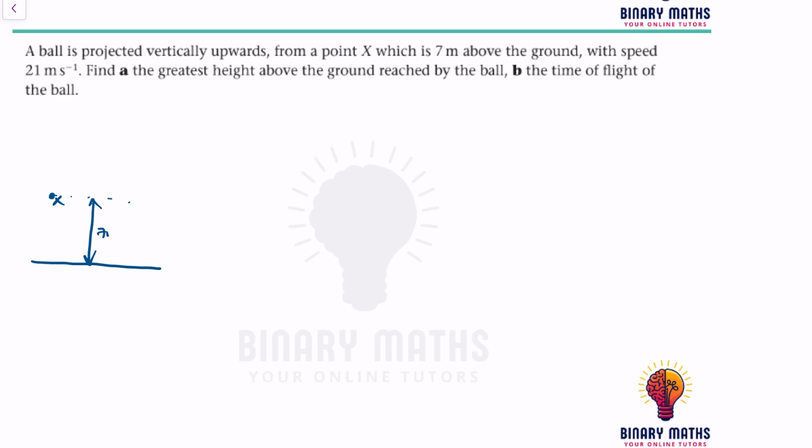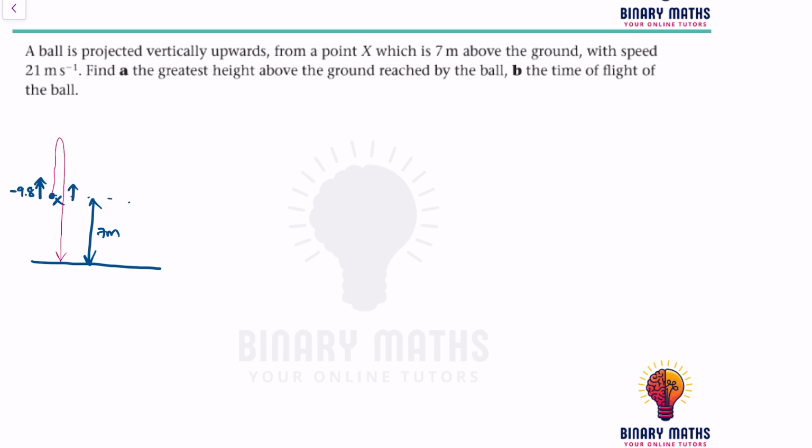Okay, 7 meters above the ground with a speed of 21 meters per second. So it's going to go up and then go down like this. Okay, we are traveling in this direction. So this is the positive direction. That means because it's traveling the opposite direction of gravity, acceleration is negative 9.8.